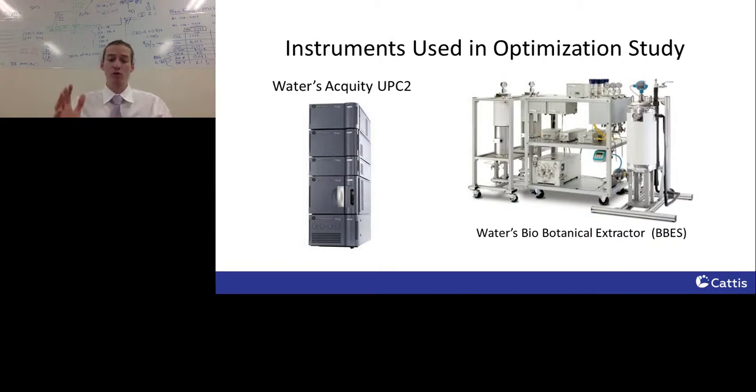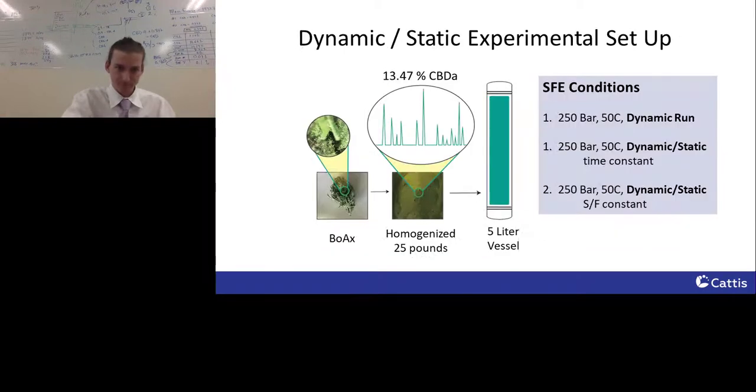We're able to control our flow rate, the temperature at each zone, and also our pressure. And on the analytical side, we're using a QDa UPC squared. So this is our experimental setup.